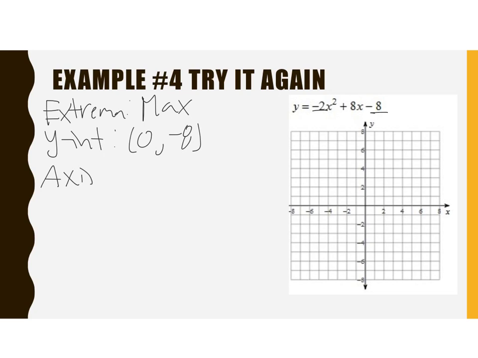Axis of symmetry, we're going to use that little equation, x equals -b over 2a. B is 8, so it's going to be -8 over 2 times -2. So that's -8 over -4. That gives me an axis of symmetry of 2.